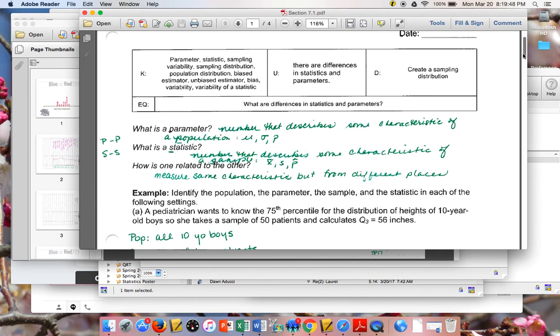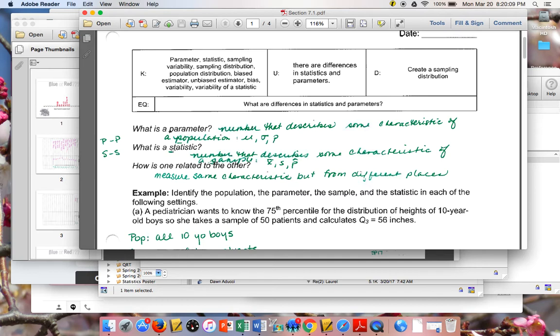Some things that we need to define here, and this should have been stuff that you read. A parameter is just a number that describes some characteristic of a population. So mu is the population mean. Sigma is the population standard deviation. P is the population proportion. That's the symbol for population proportion.